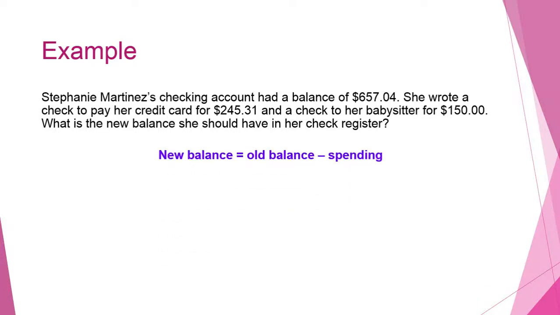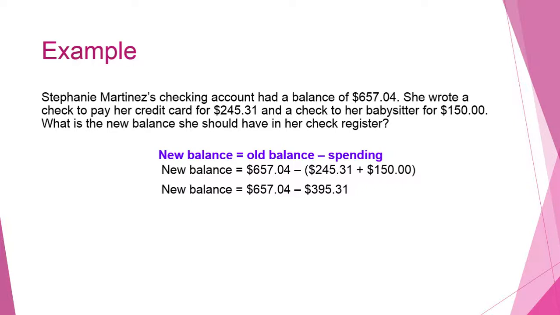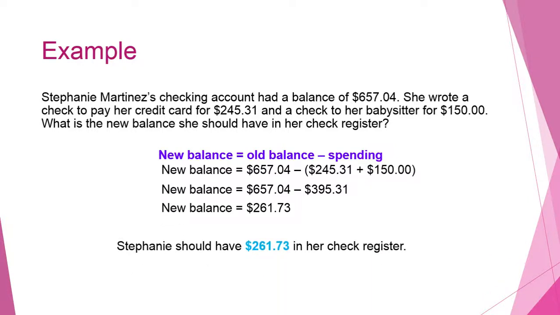So we know that she's taking money out, right? Because she's paying for something. So we're going to subtract those amounts from her current or old balance. Keep in mind, she had two different spendings. She had the credit card for $245.31 and a check for her babysitter. So together she spent $395.31. So we take that number, we subtract it from her old balance, giving us a new balance of $261.73.